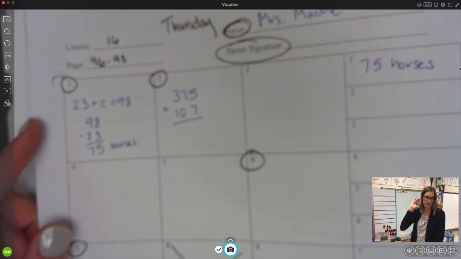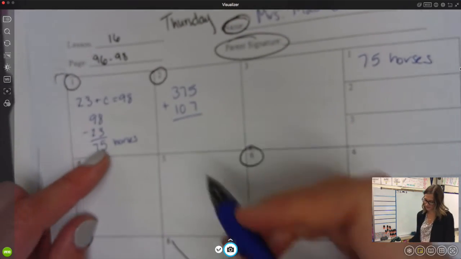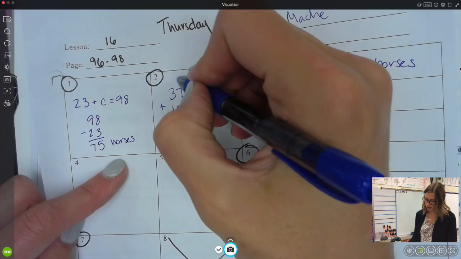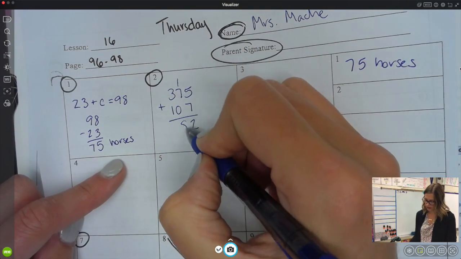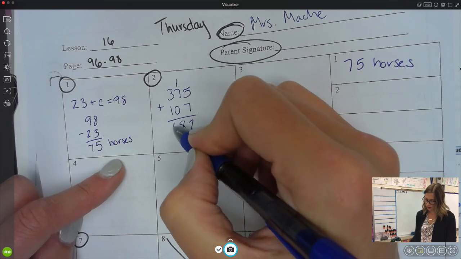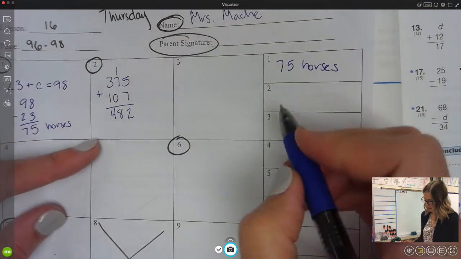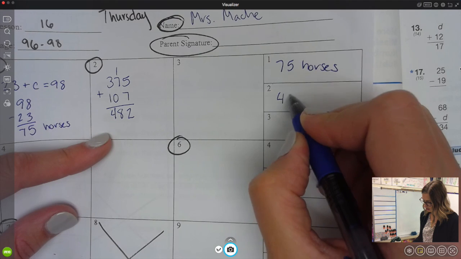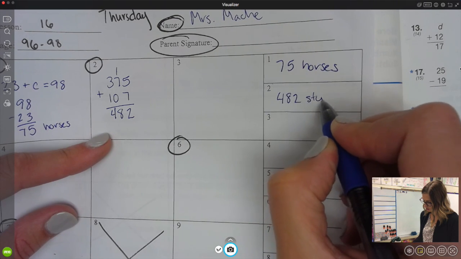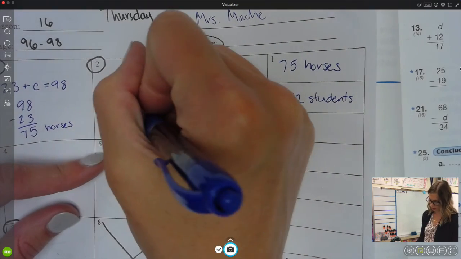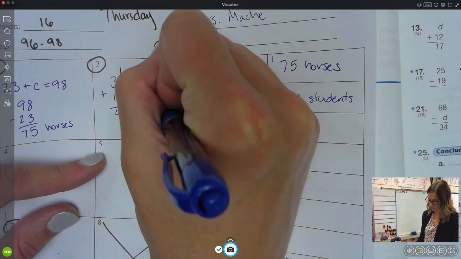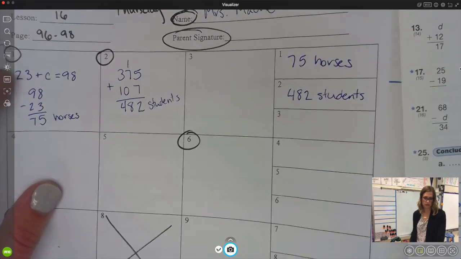If we were in class, we'd be all saying it together, so please still say it with me at home. 5 plus 7 is 12. 1 goes up, 2 goes down. 1 plus 7 is 8. 3 plus 1 is 4. So we get 482 students. Don't forget your label. Students.